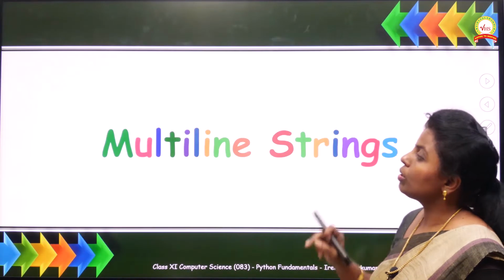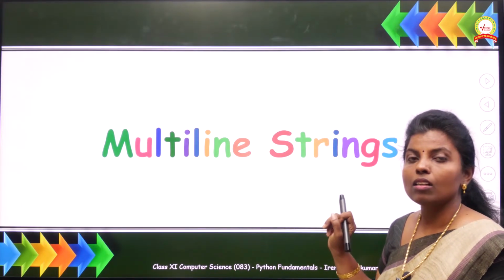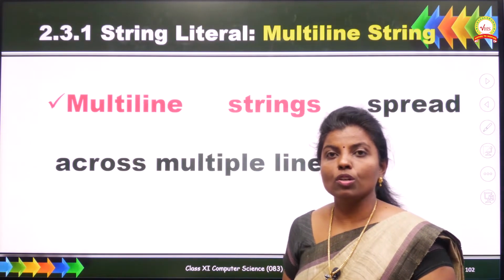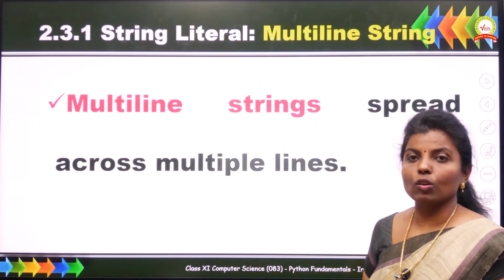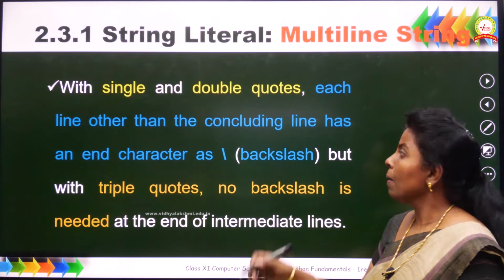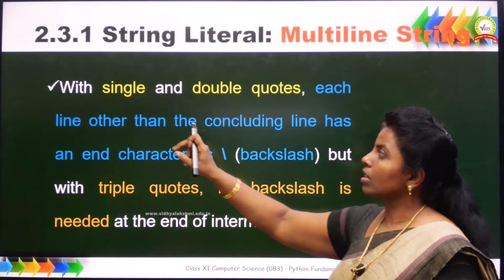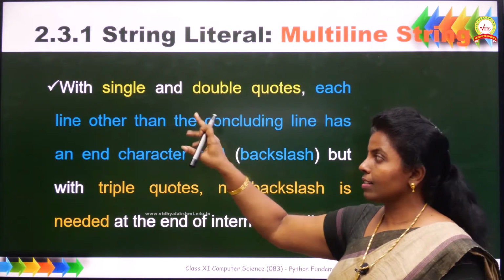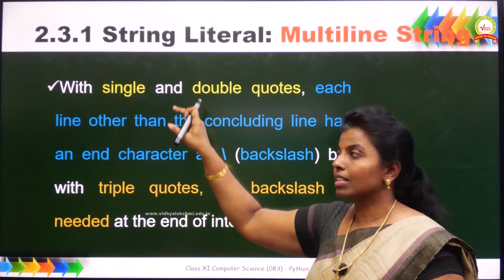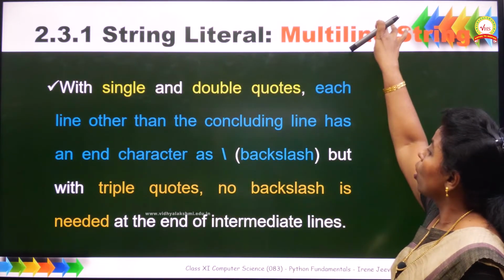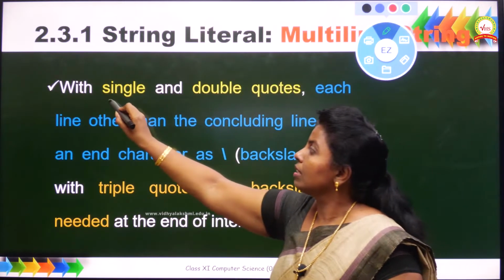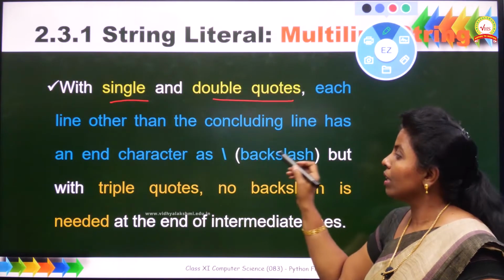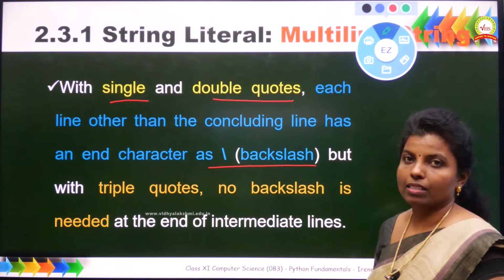Now let us move on to the next one, that is multi-line strings. What are multi-line strings? Multi-line strings spread across multiple lines. So the strings which spread across multiple lines are referred to as multi-line strings. Let us see the string literal and what multi-line strings are, and you can see an example. Even multi-line strings can start with a single quote or double quote. If you start with a single quote or double quote, each line other than the concluding line should have a backslash as an end character.